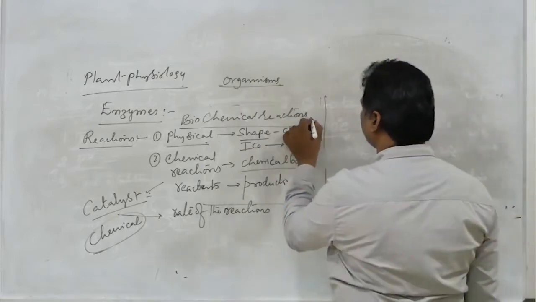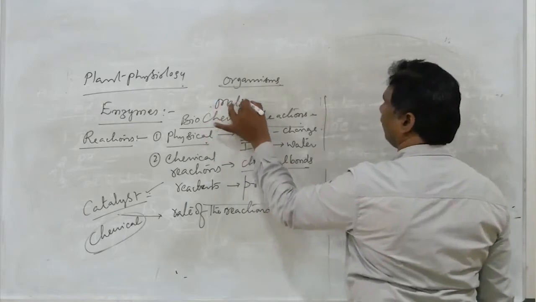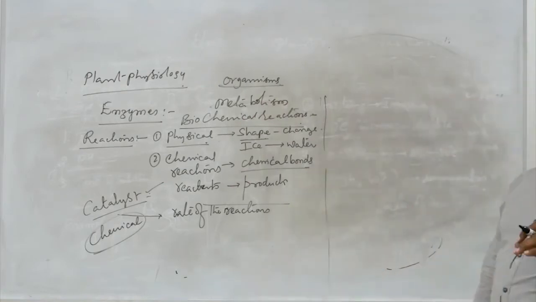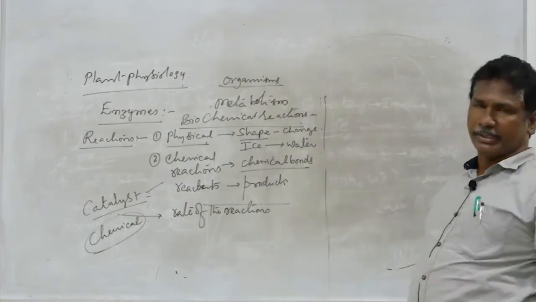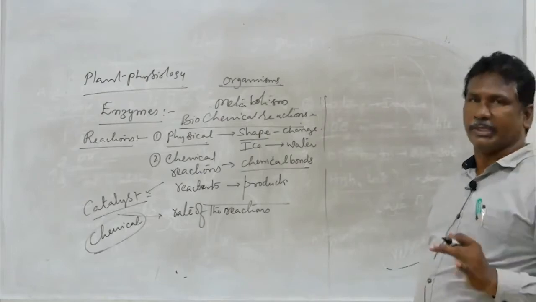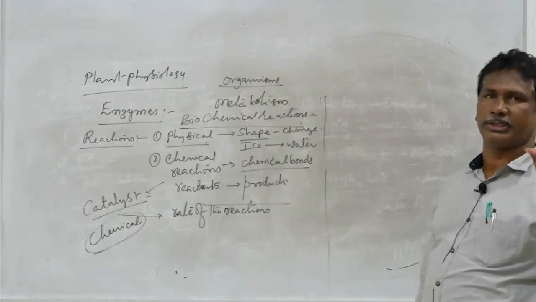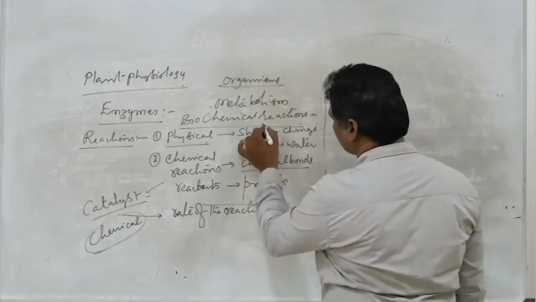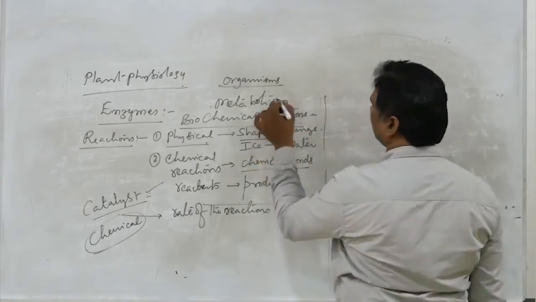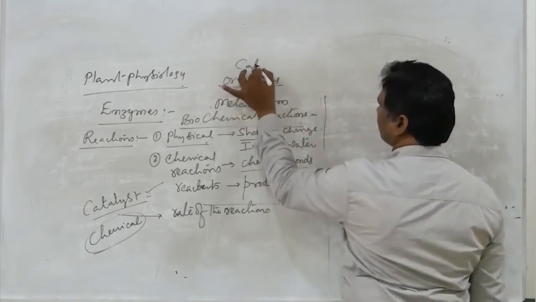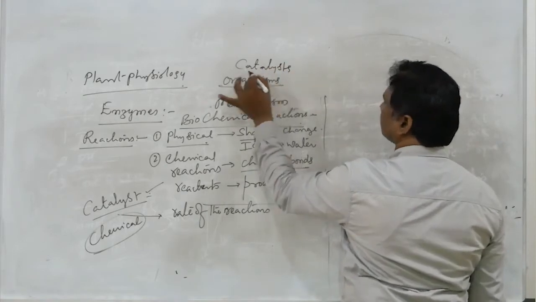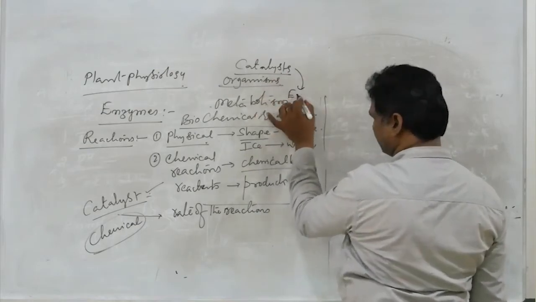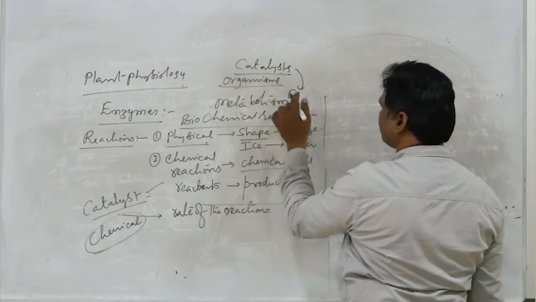Those biochemical reactions are also said to be metabolism. Biochemical reactions are also called metabolic activities or metabolic pathways. The metabolic pathways, or biochemical reactions, are carried out with the help of special catalysts. Those catalysts are called enzymes.